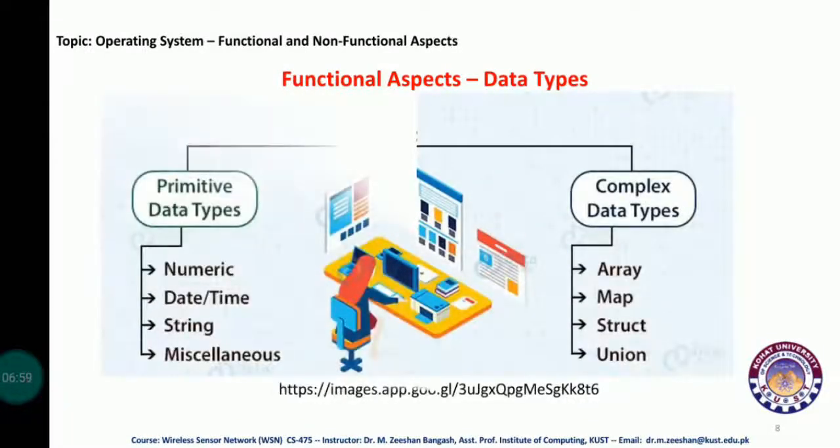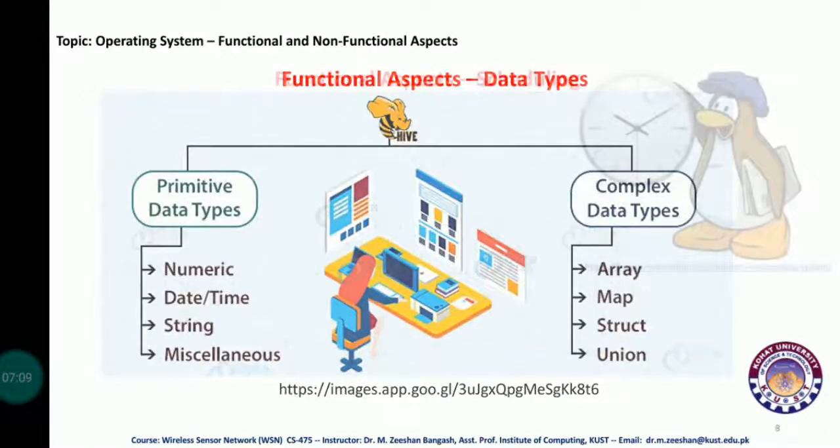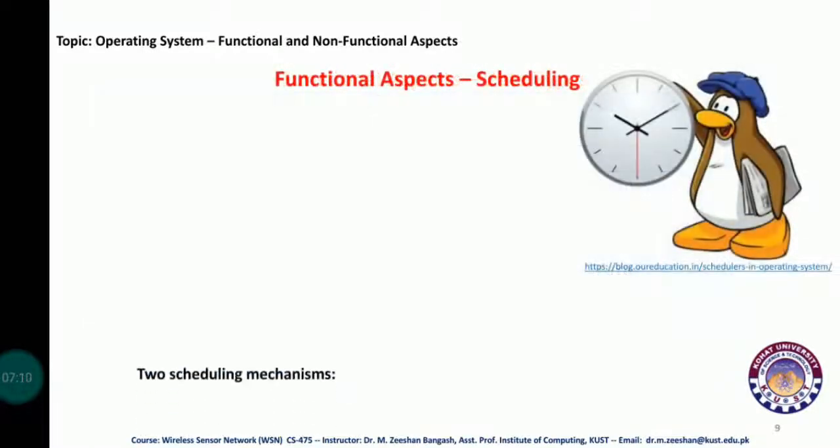So here in the figure we can just have a quick view of the different simple data types and the complex data type. We have already discussed that. So let's discuss the second functional aspect, and that is scheduling. There are two scheduling mechanisms in operating systems. We already know it from the concept of operating systems.